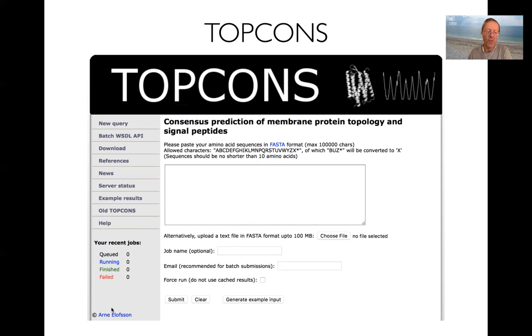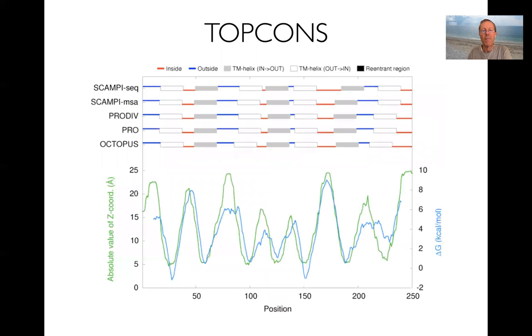You see it was made by Arne Elofsson's group. And TopCons is a very useful tool because it gives you a consensus prediction, but it also gives you a quick display of all the individual predictions coming from the different servers. And so, for instance, here you can see that for this particular protein, I don't know which one it is, all these 5 servers give the same prediction, right?